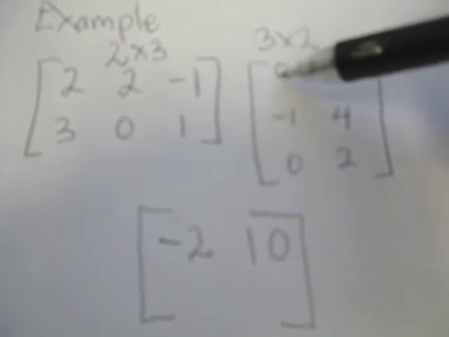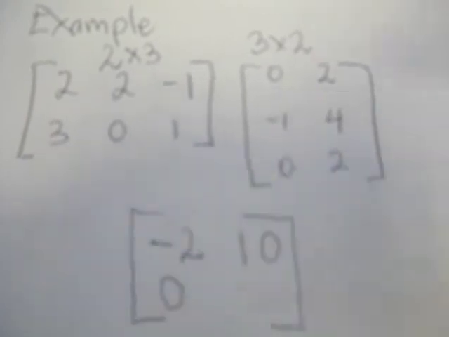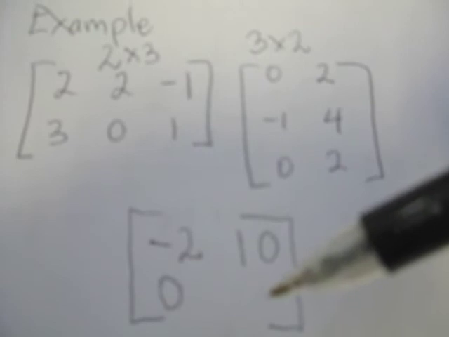Okay. Alright, now the next position comes from row 2, excuse me, by column 1. So we get 3 by 0 is 0, 0 by -1 is 0, 1 by 0 is 0, so we simply get 0. Right, the next final entry, the second row, second column entry, comes from the second row by the second column, which is 3 by 2 is 6, plus 0 by 4 is 0, and 1 by 2 is 2, so I have 6 plus 2 is 8.